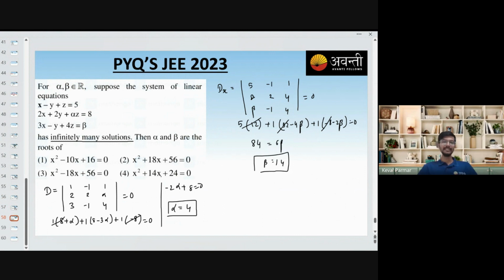Now alpha and beta are roots of. How to get the roots? x squared minus sum of the roots, 18x, plus product of the roots, 14 fours are 56, equals to 0. This is the quadratic equation which we got, which is our final answer as well. And it matches with option number 3. I hope it is clear.